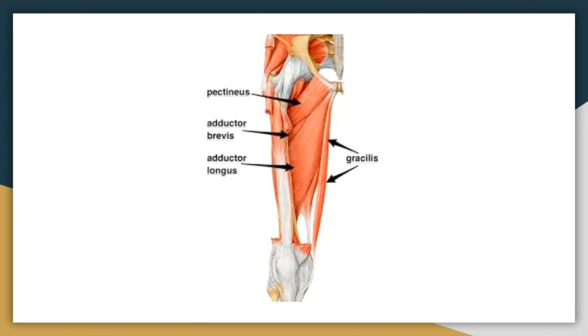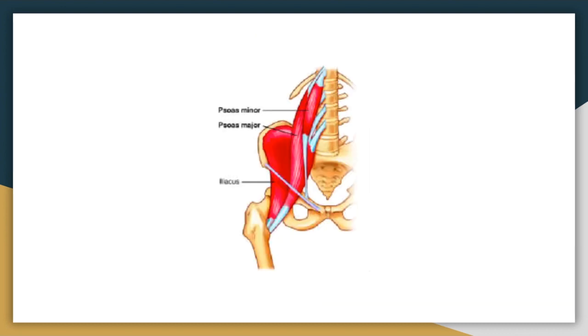There's also an adductor group of muscles, which consists of the pectineus, adductor brevis, adductor longus, adductor magnus, which isn't listed, and gracilis. On the anterior aspect, also known as your tailor's muscle, is your sartorius, and then the major hip flexor is the iliopsoas complex, which consists of psoas major and minor, and the iliacus.